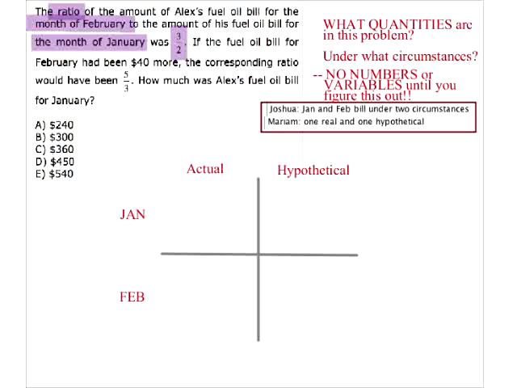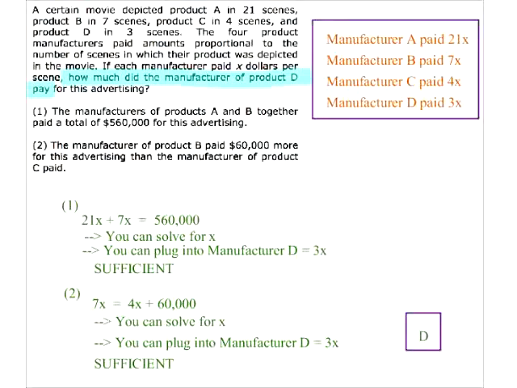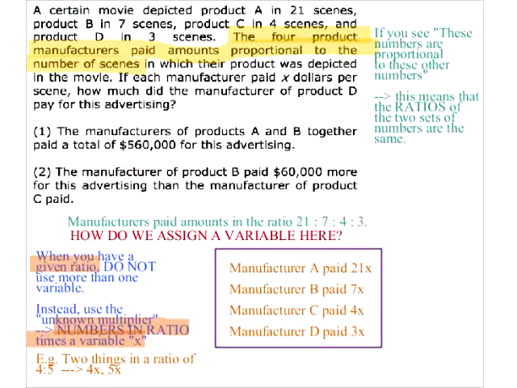You call them 3x and 2x. You do not call them x and y. You don't give them two variable names. Remember the big lesson that we learned in the last problem: if you have a ratio whose numbers are specified, then you just do those numbers times x.